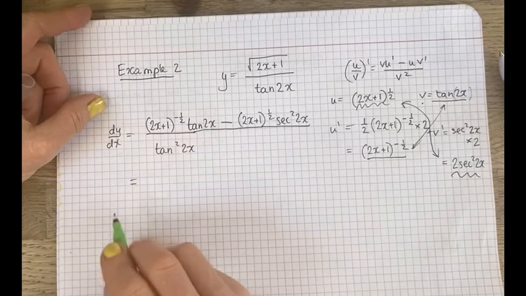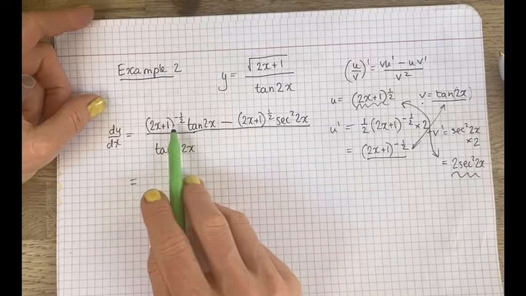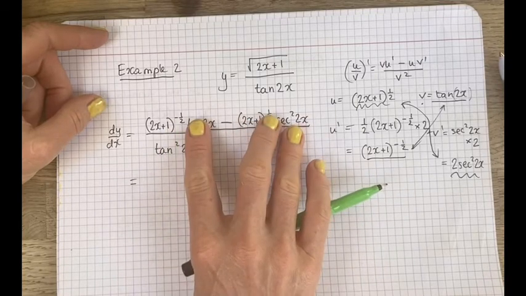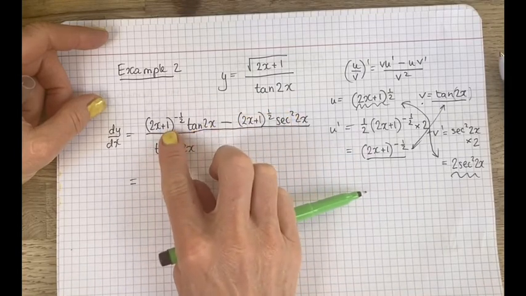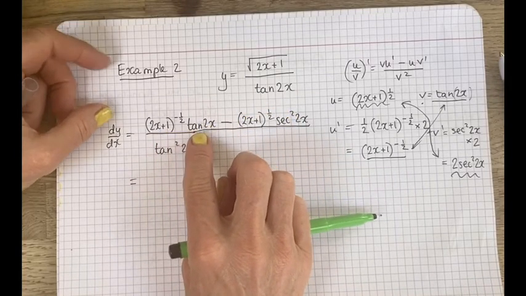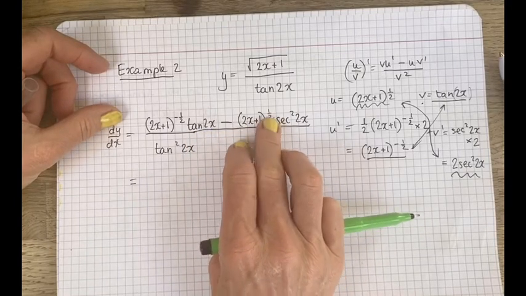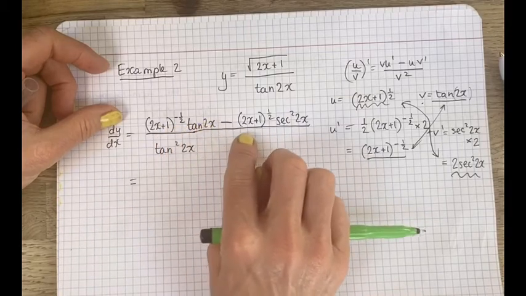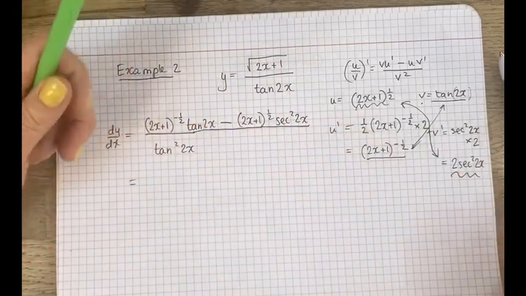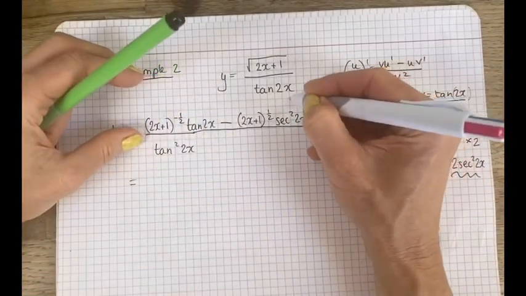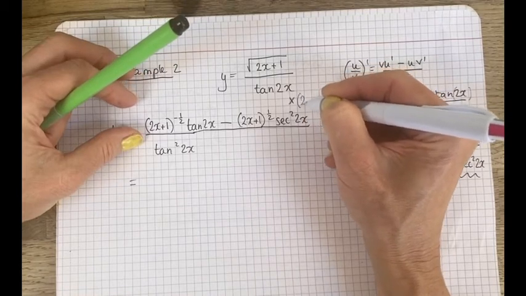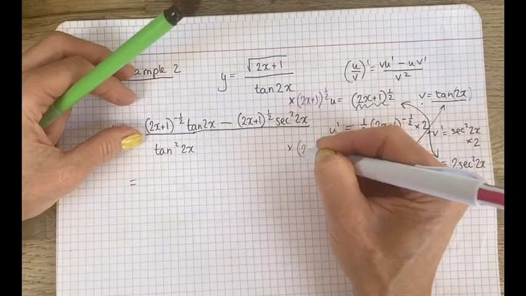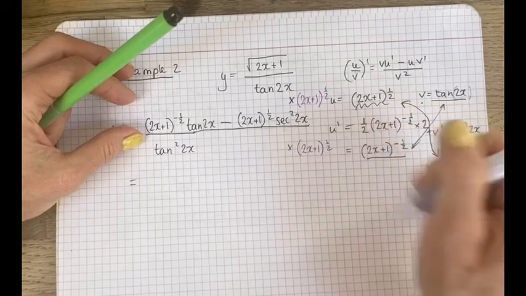Okay, in terms of tidying it up, you might want to get rid of the negative power. One way of doing it is rewriting the top expression with 2x plus 1 to the power of a half in the denominator. Or another way of doing it is by multiplying the top and the bottom by whatever would make this go away. So 2x plus 1 to the power of a half. I'm going to go for that approach. So if I multiply that one by 2x plus 1 to the power of a half, I need to do the same to the bottom of the fraction, 2x plus 1 to the power of a half.